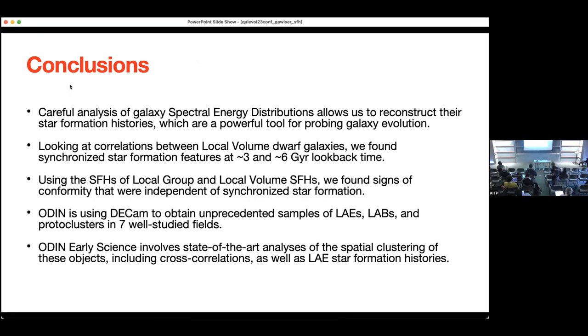Sucheta Kure from Nagoya University. Thanks for the really nice talk. I was wondering, in your LAEs and protoclusters at redshift 4, do you have quenched galaxies in your sample?